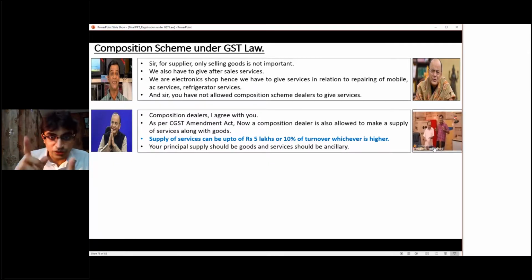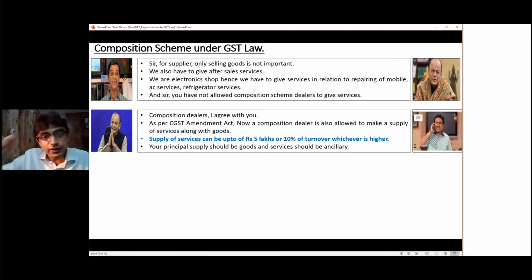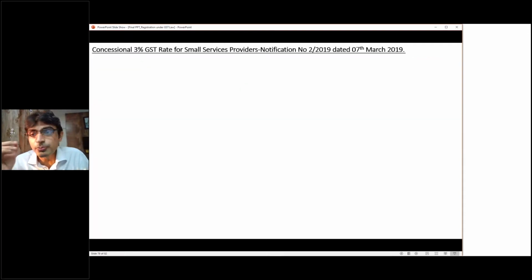So now, along with goods, some service you can give, 5 lakh or 10% of the turnover, whichever is higher, not lower. Clear? So this is the composition scheme. Which return they have to file? CMP 08. When? Quarterly, not monthly. Clear? So now a new point came in composition scheme from 7th March 19, applicable from April 19.